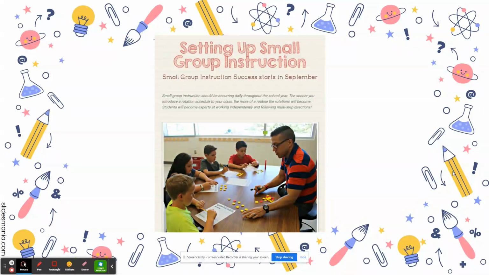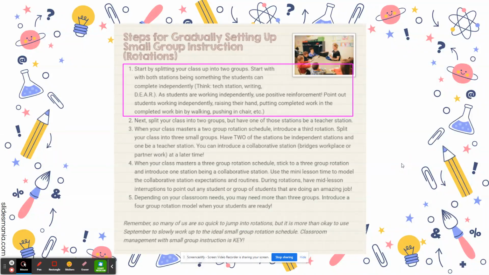So, setting up small group instruction. Small group instruction should be occurring daily throughout the school year, but the sooner you introduce a rotation schedule to your class, the more of a routine the rotations will become. Students will become experts at working independently and following multi-step directions.